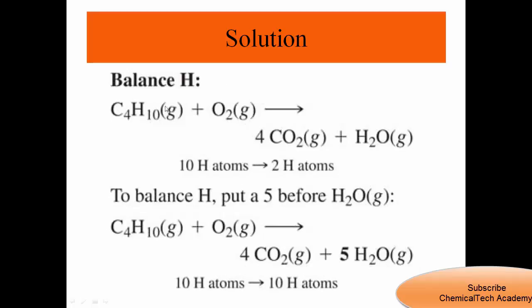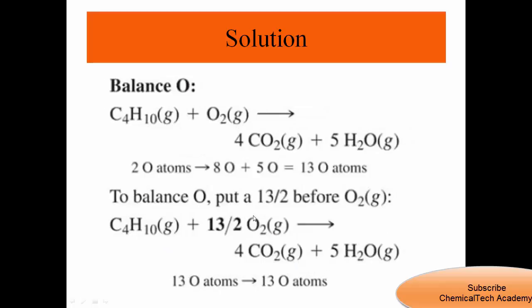Then we need to balance H. We have 10 hydrogens here and we have 2 hydrogens on the right hand side. So what we need to do, we need to place 5 as a coefficient for water. So we have 10 here, we have 10 here on the right hand side. So what is remaining is oxygen. We need to balance O as well. Here we have 5, here we have 8, so 13. On the other hand, we have 2. So if we put 13 over 2, we can balance this equation. And after that, we can multiply all of them by 2 in case we need it.